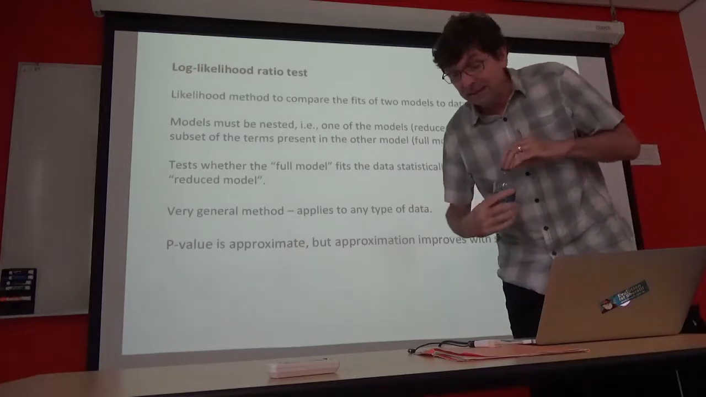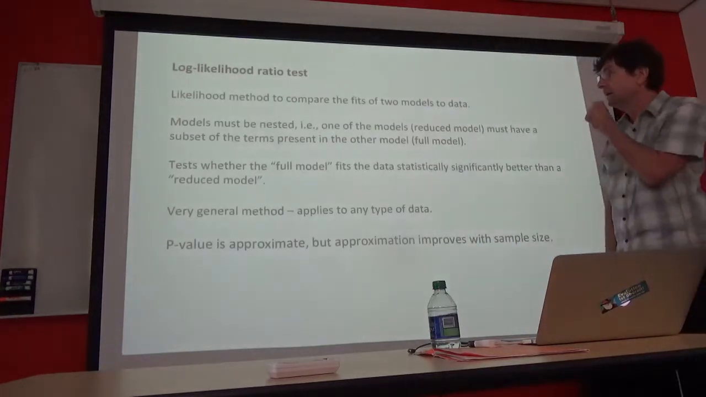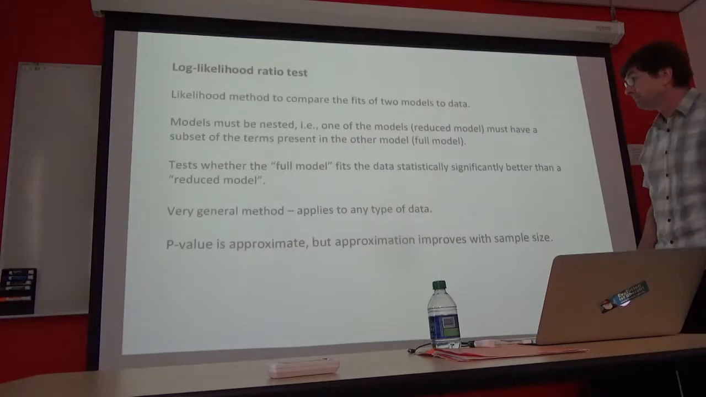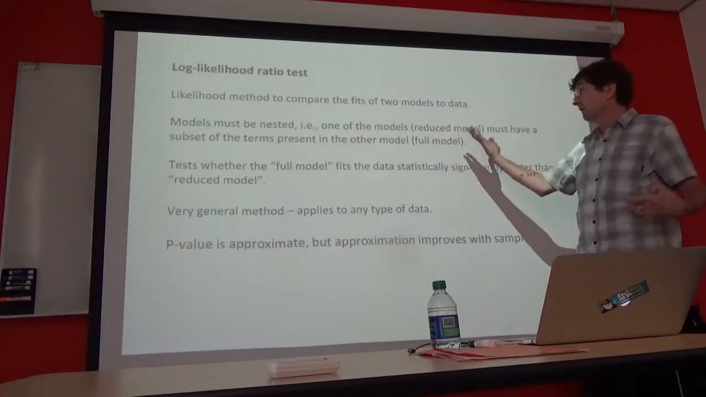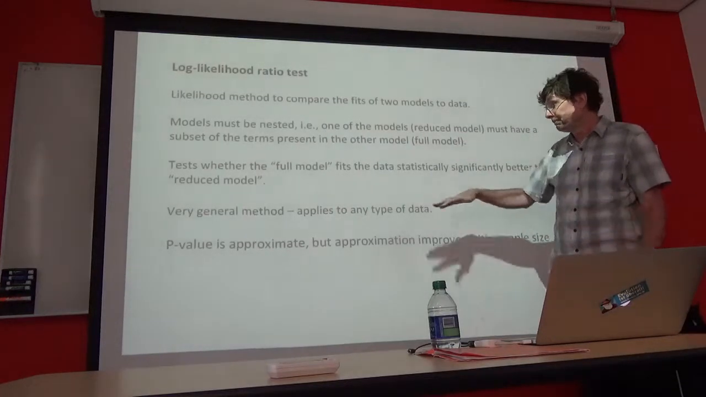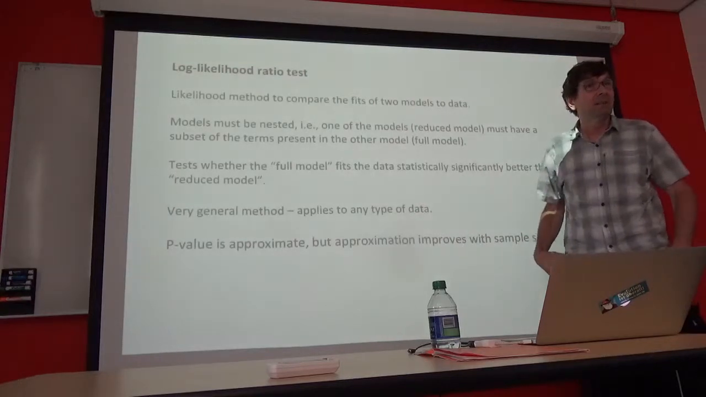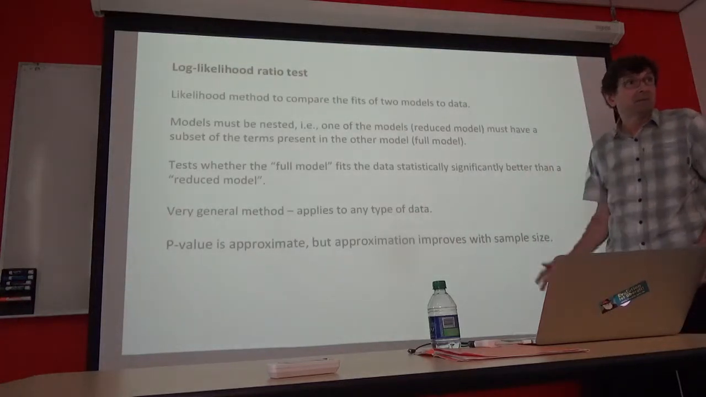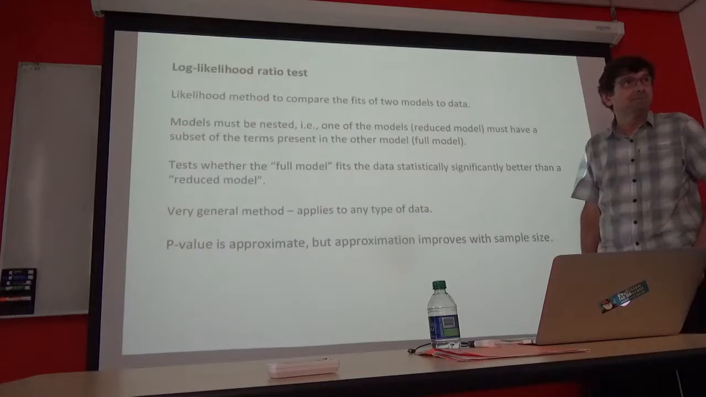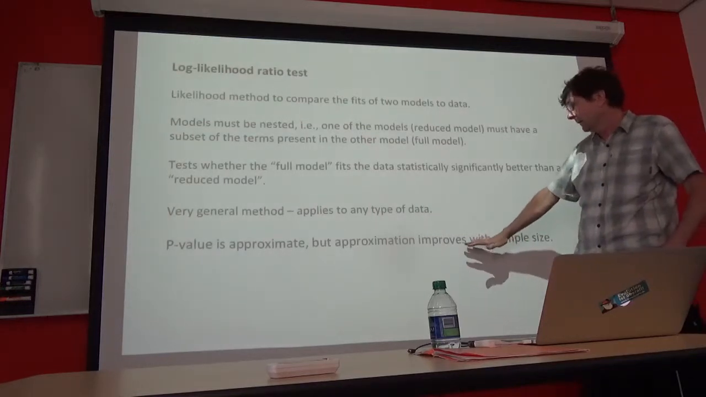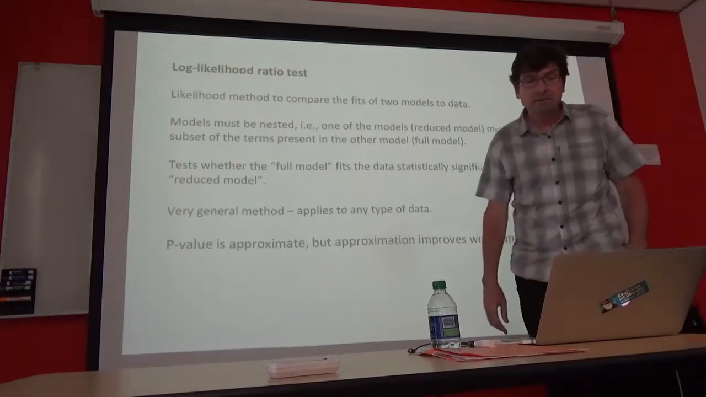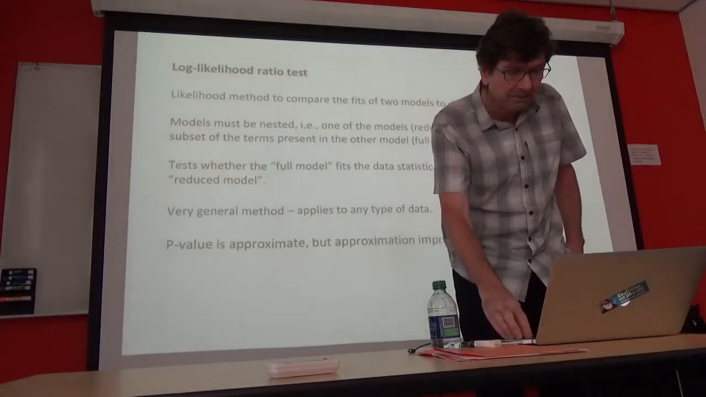So as long as you have data that represent an independent sample, and you're interested in comparing a reduced model to a full model, you can use the log-likelihood ratio test. It doesn't matter what kind of probability distribution your data have. The results are approximate, but with sufficient sample size, your approximation can be very good.